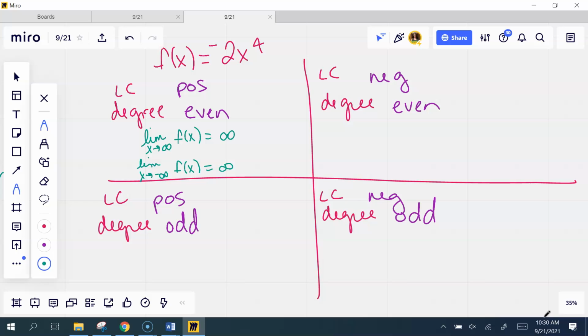Whereas if my leading coefficient is negative, that would look like a parabola going down, or maybe it's a quartic, or even more. But those even degrees are always going to go both ways. And in this case, since that leading coefficient is negative, they're both going to go down. Does the limit notation make sense to you? You all okay there?